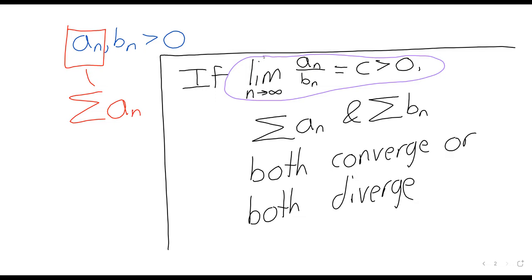But let's try to unpack this. Let's not leave this as a mystery that the professor says and you have to believe. Why is this true? Why is this limit significant? Well, suppose we have a fraction and it equals some finite non-zero number. Say A divided by B equals 5. Well, that means that one of these numbers is a non-zero multiple of the other. A equals 5B in this case.